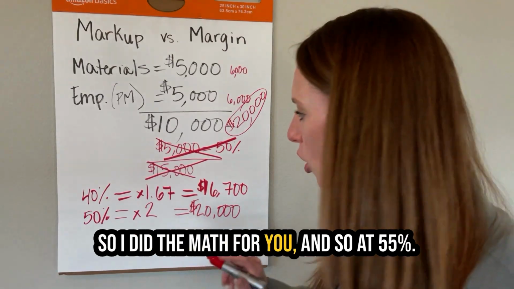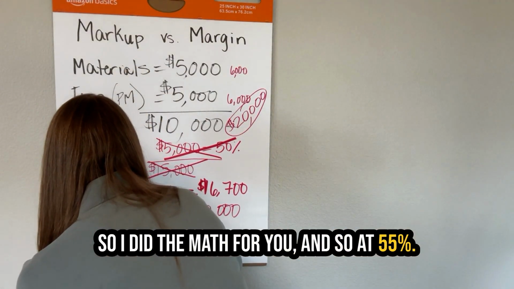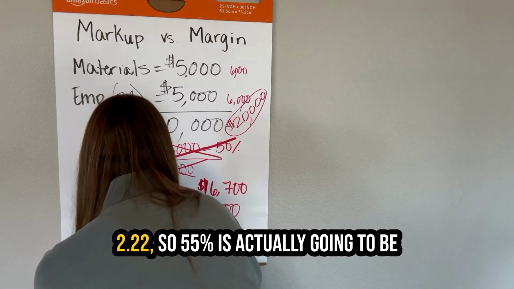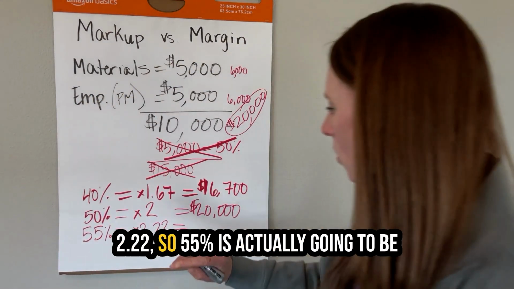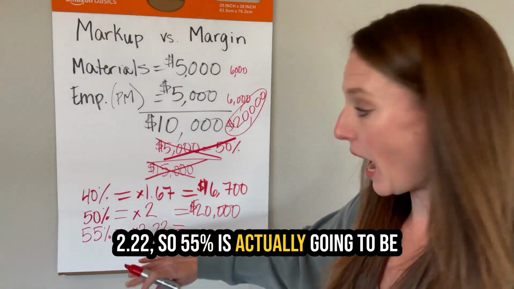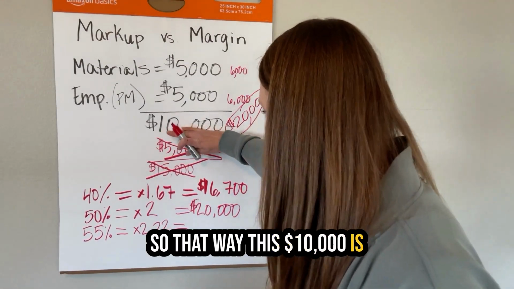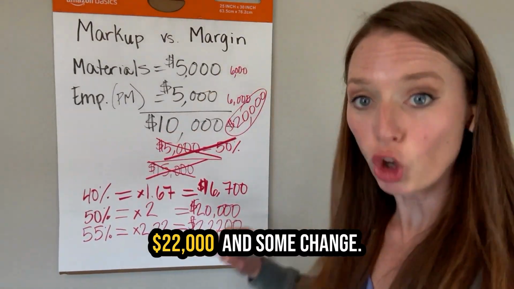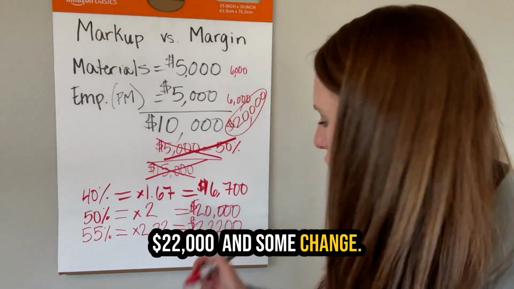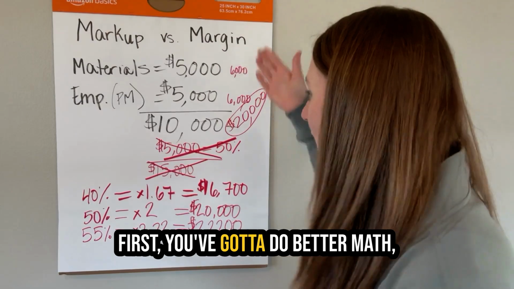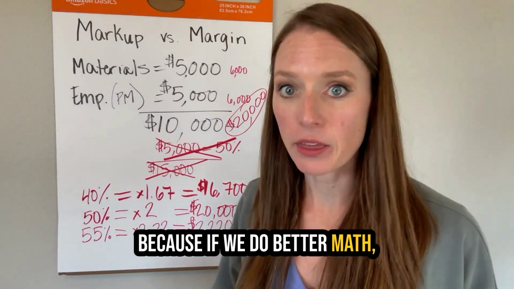So I did the math for you. And so at 55%, we're going to actually multiply it by 2.22. So 55% is actually going to be a little bit more than doubling it. So that way this $10,000 is actually going to turn into $22,000 and some change. And so this is how you can start making more money in your business. First, you've got to do better math. Because if we do better math, then we can make more money.